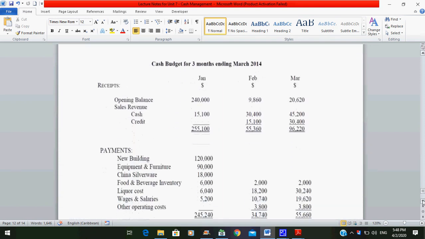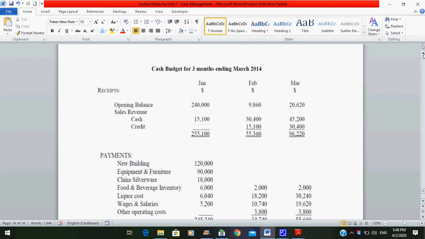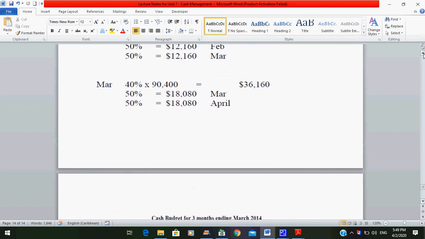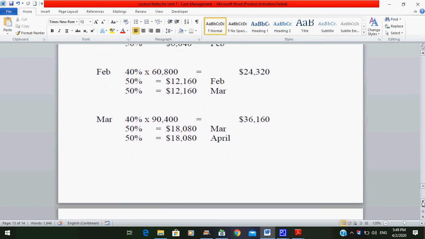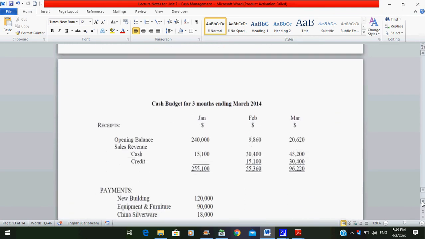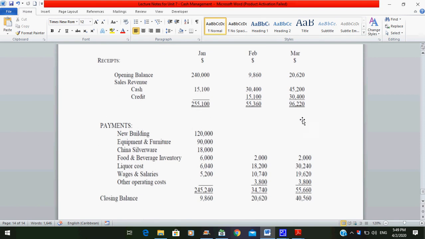So you end up with a new building of 120, equipment 9,000, 18,000 China ware, and then 6,000 food and beverage. Good. The liquor cost now is 6,040, which we calculated a while ago because it's 40%, 50% for this month, which is January, 6,040. Then the next one is wages and salary, 5,200.